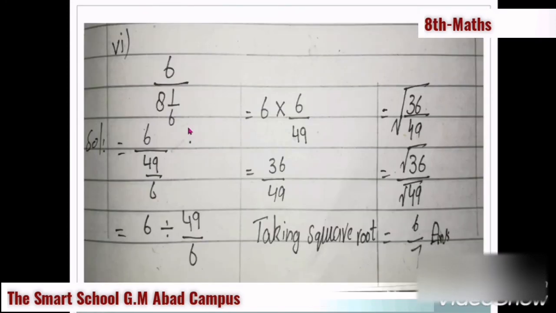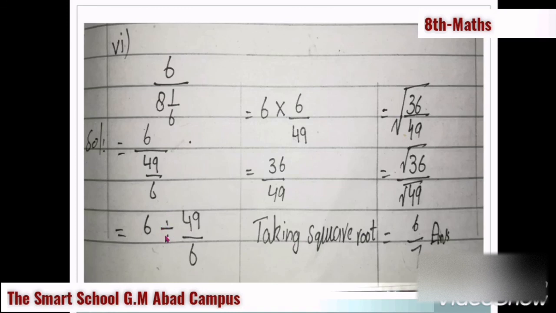Here is the next question, part number 6. 6 over 8 1/6. Here is a fraction, but in the denominator we have a mixed fraction, so first of all we convert this into a simple fraction. So solve this mixed fraction. 8 multiplied by 6 and adding 1 to it gives 49. 49 over 6. We know that fraction and division are the same, so I write this fraction as a division. So 6 divided by 49 over 6.